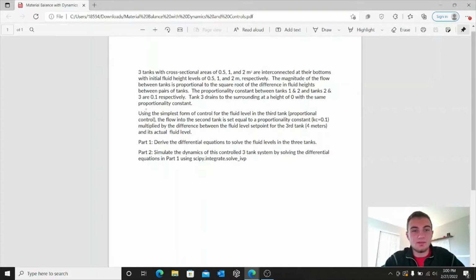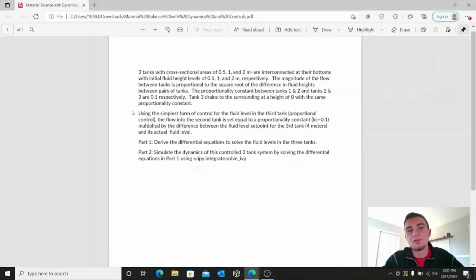And then it says, using the simplest form of control for the fluid level in the third tank, which is proportional control, which I'll talk about in a minute, the flow into the second tank is set equal to the proportionality constant, again 0.1, multiplied by the difference between the fluid level set point for the third tank and its actual fluid level. So in part 1 here, it says to derive the differential equations in order to solve the fluid level in the three different tanks.